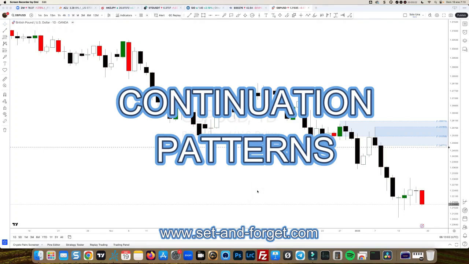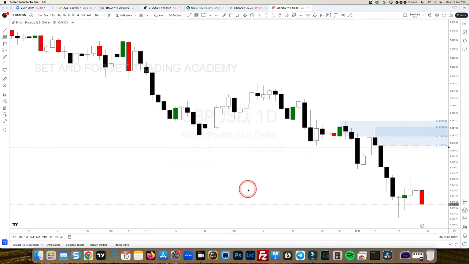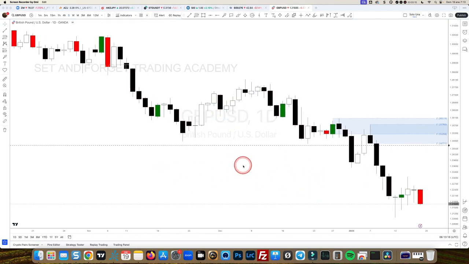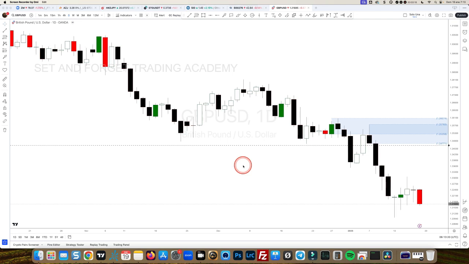Let's talk about continuation patterns, or CPs. From now on, I'm going to refer to continuation patterns as CP. We're looking at the pound dollar on a daily time frame. A continuation pattern, or CP, is a pause in the market before the price resumes the underlying trend.